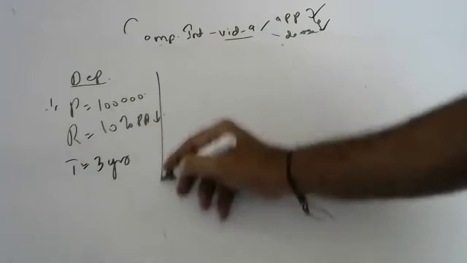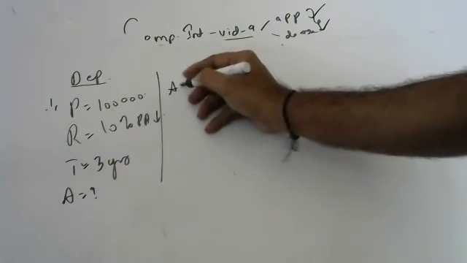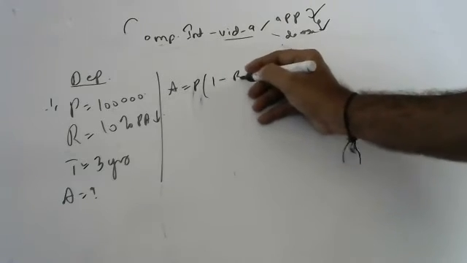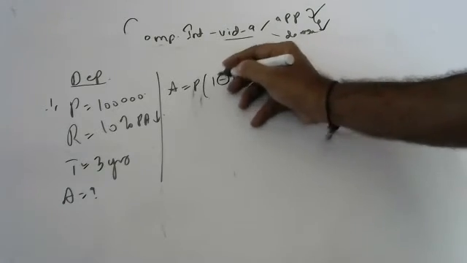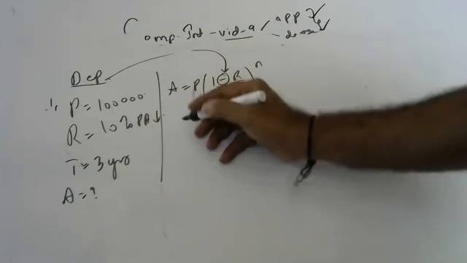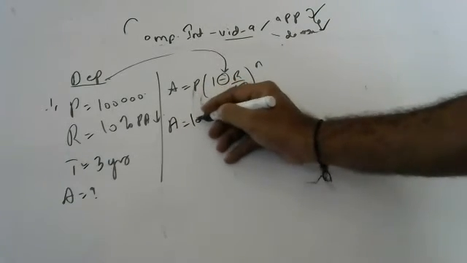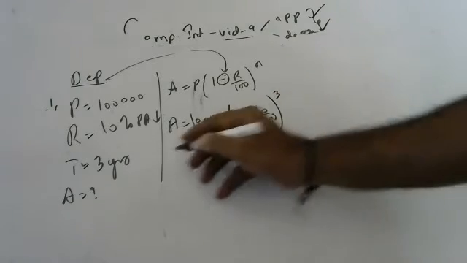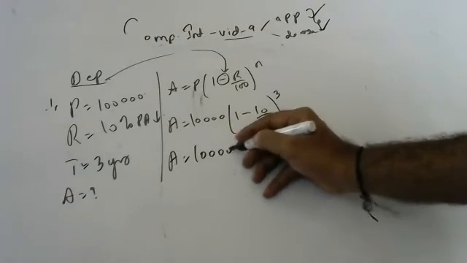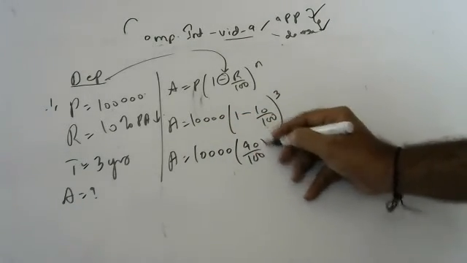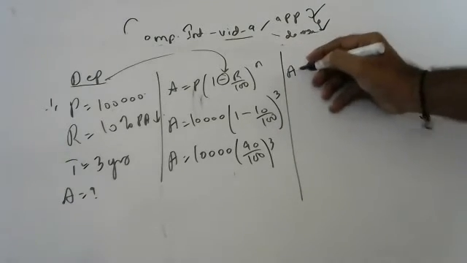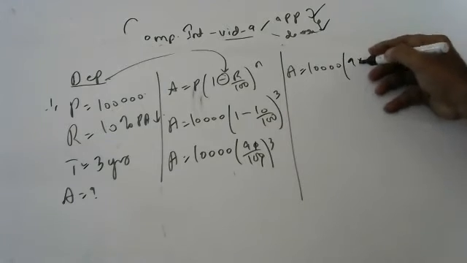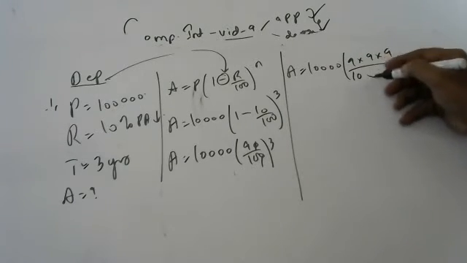After 3 years, amount is equal to P into 1 minus R by 100 to the power of T. Why minus? Because it is depreciating. 1 lakh into 1 minus 10 by 100 whole cube. Amount is equal to 1 lakh into 90 by 100 cube. 1 lakh into 9 by 10 cube. 9 into 9 into 9 by 10 into 10 into 10.